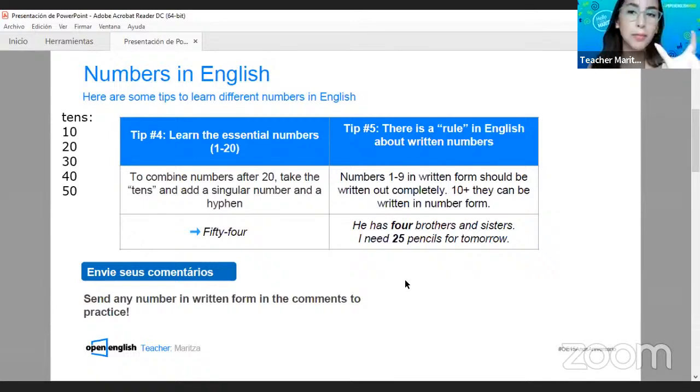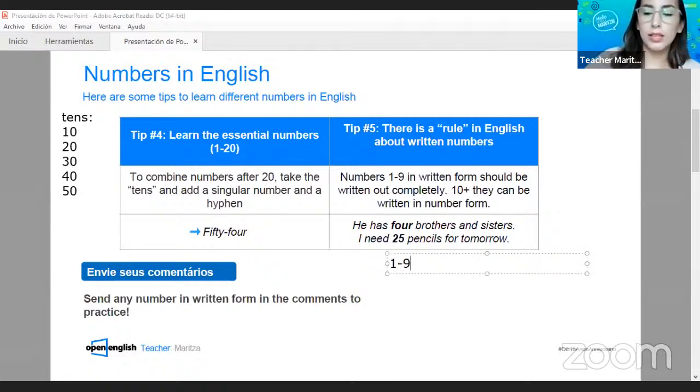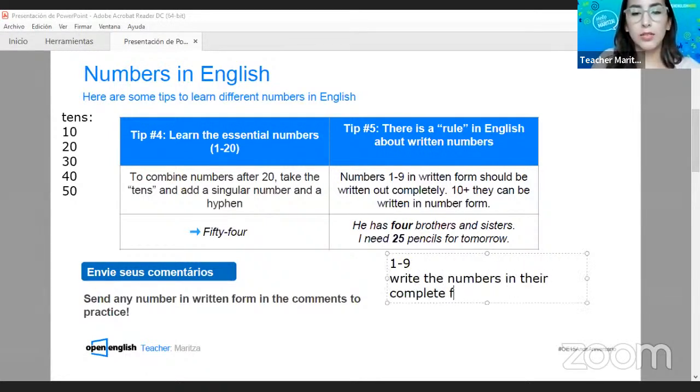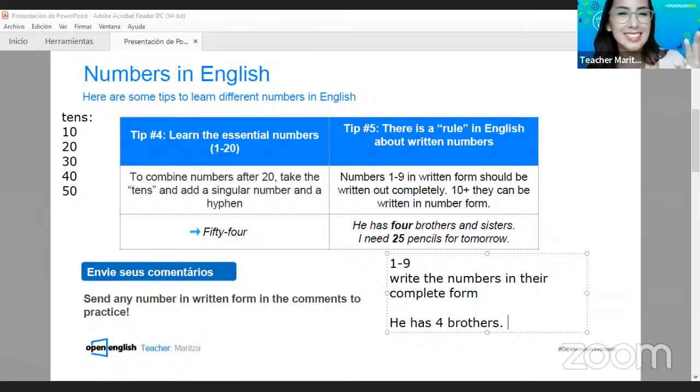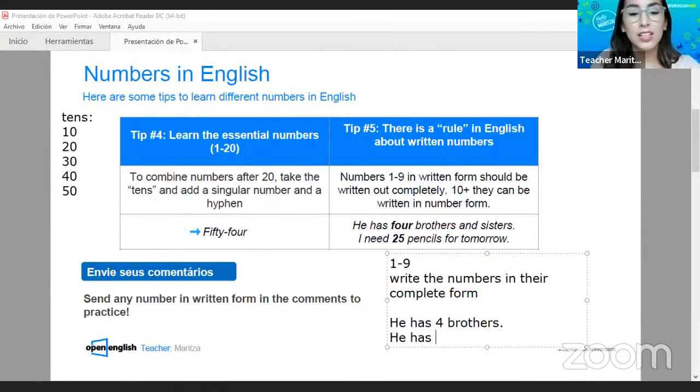And that is numbers 1 through 9, we have to write them in written form. We write out the word. So sometimes when I'm reading something and I see, he has 4 brothers, it's technically not within the rule. I would write, he has F-O-U-R brothers, because it's 1 through 9, we should write out the number.